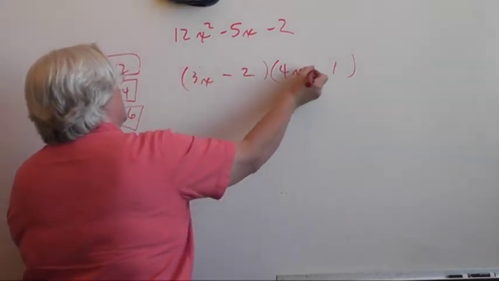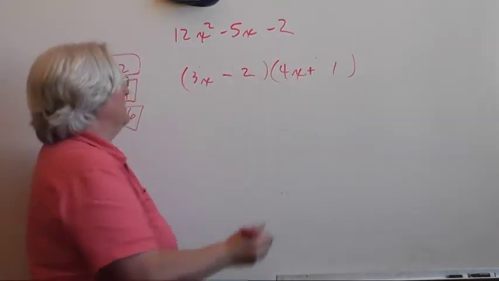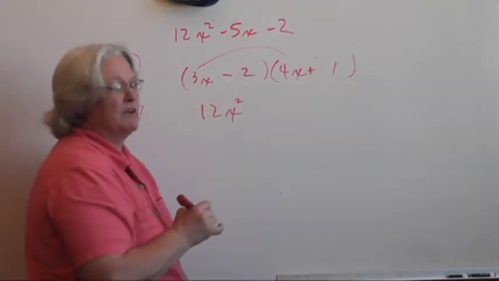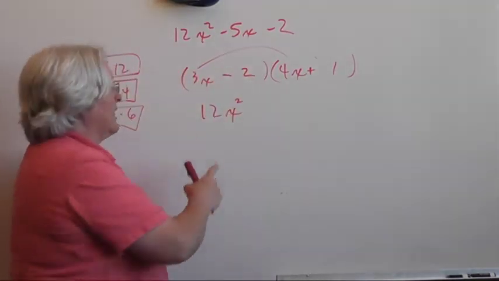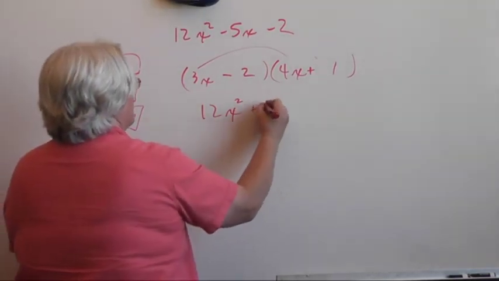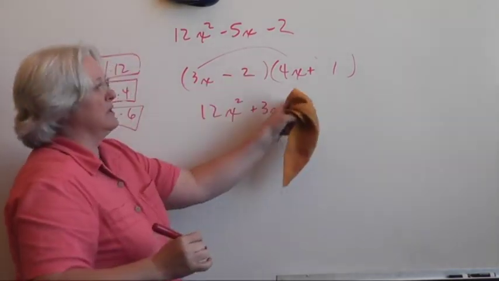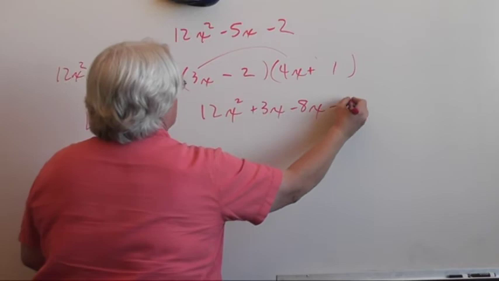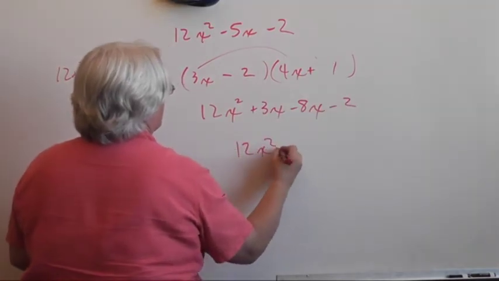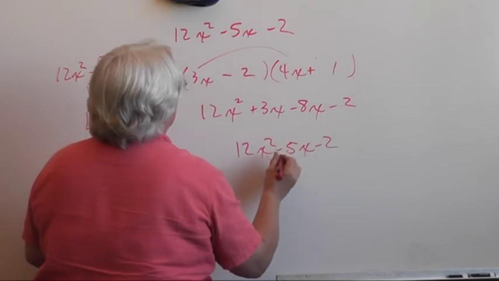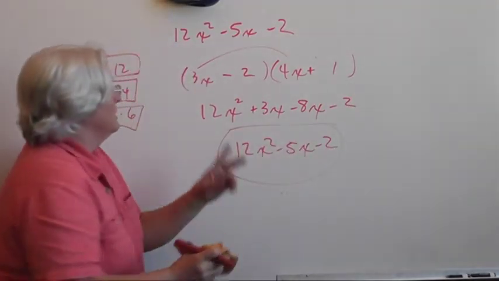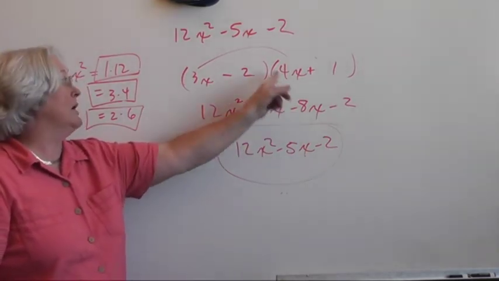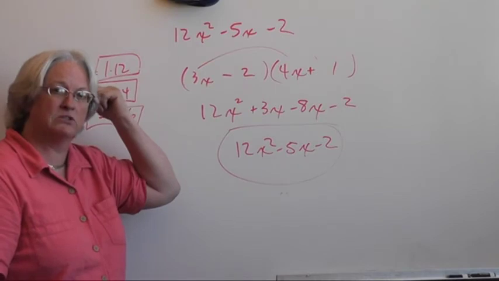Negative 2, positive 1. Let's see what happens. 3x times 4x, our first term, is 12x squared. Outside term, 3x times a positive 1, plus 3x. Inside terms multiplied together, minus 8x. Last terms, minus 2. 12x squared minus 5x minus 2, which is what we had originally. So we now have the factored form of 12x squared minus 5x minus 2.